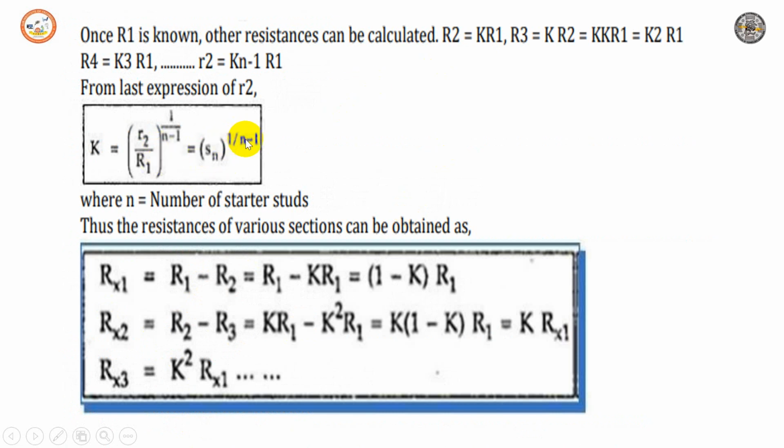If you know the number of studs and the slip, you can calculate the constant K. And if you know R1, you can calculate any section resistances. This is how we calculate the resistance of the rotor side which is being inserted.